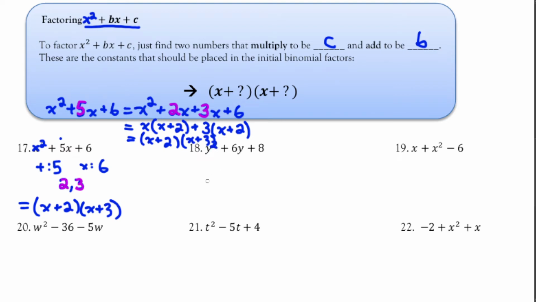Let's do number 18. We have y squared plus 6y plus 8. So you look for two numbers that add up to 6 and multiply to 8. Here the b is 6 and the c is 8. Well, I know two numbers that add up to 6 and multiply to 8. That's 2 and 4. So I just write the answer. It's y plus 2, y plus 4.